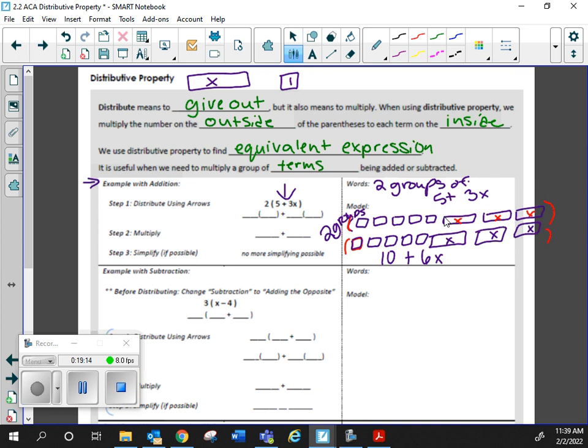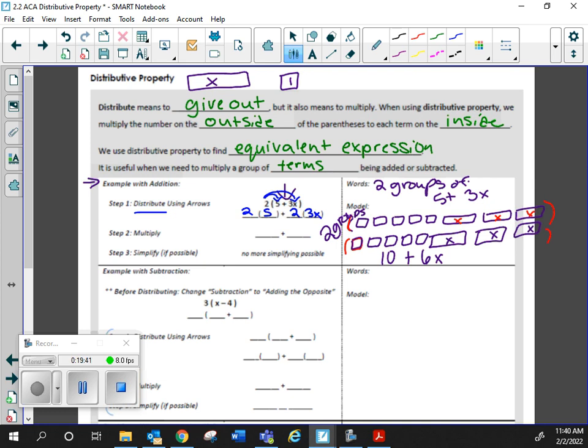So I need to distribute. Distributing means what operation? Multiply. Very good. I'm going to multiply. I'm going to draw my arrows. Please draw your arrows. Basically, what I'm going to do is 2 times 5, and I'm also going to add that to 2 times 3x. I'm taking baby steps so you see the whole path. Okay, fill in those boxes.